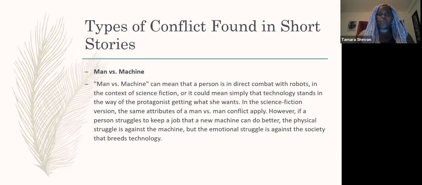However, if a person struggles to keep a job because the new machine can do it better, like for example a grocery store when those take over actual cashiers, things like that. It's an emotional struggle against a society that's breeding technology.